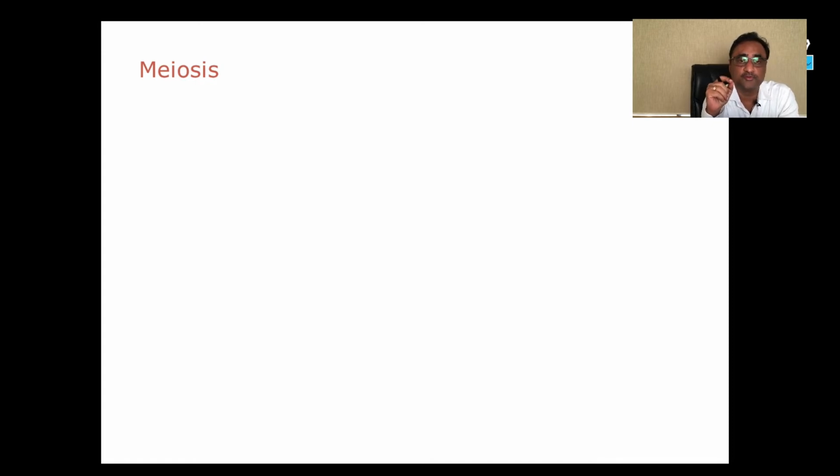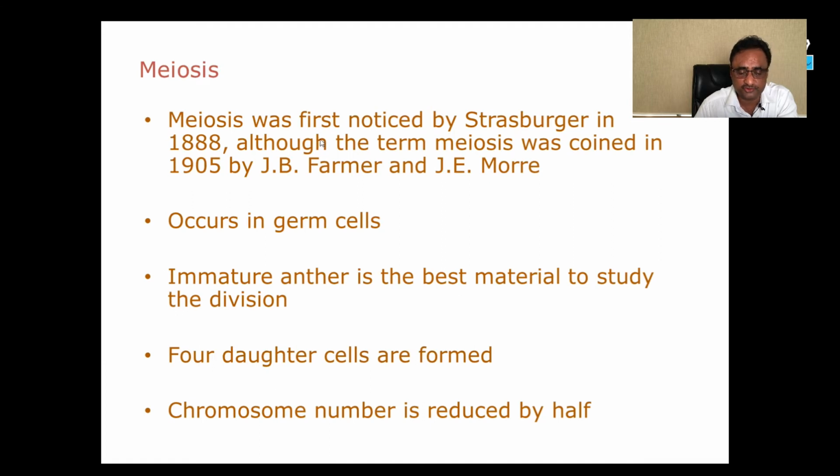So first of all, we will learn what the key characters of meiosis are, right? So where does meiosis occur? Of course, in germ cells. Meiosis, as you know, was first noticed by Strasburger. Later, the term meiosis was coined by Farmer and Moore. It occurs in germ cells, right?